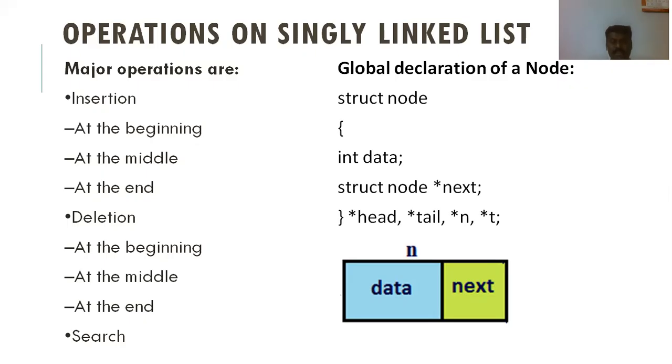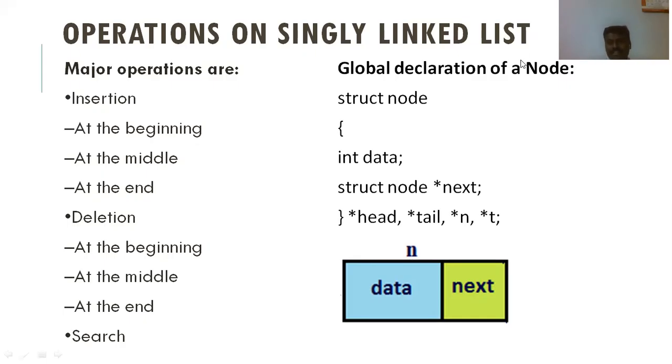Then deletion has three important possibilities. One is that at the beginning position you can delete the data, and otherwise at the middle position you can delete the data, and the last one is at the end position you can delete the data. And search, display, these are the few operations under the single linked list.